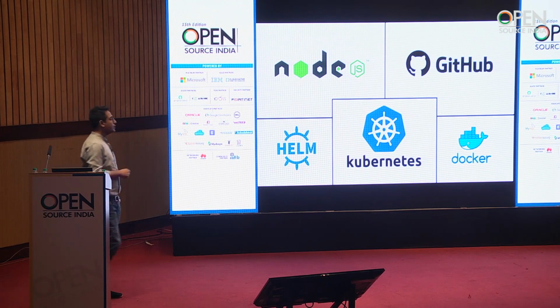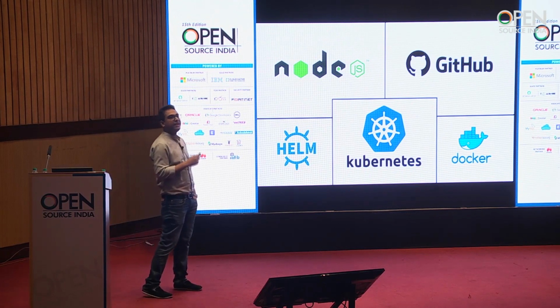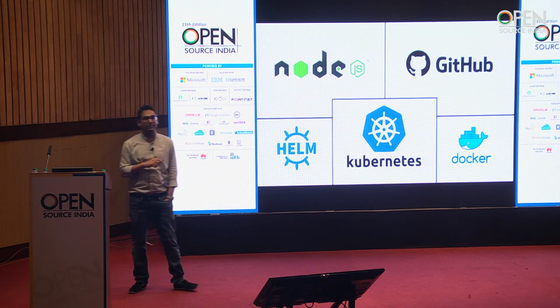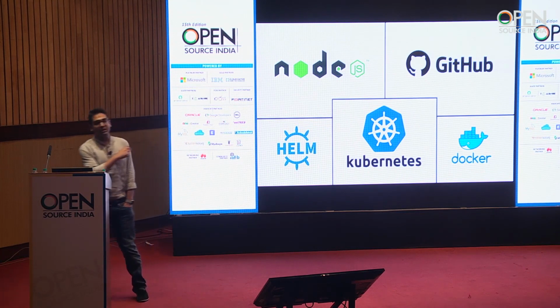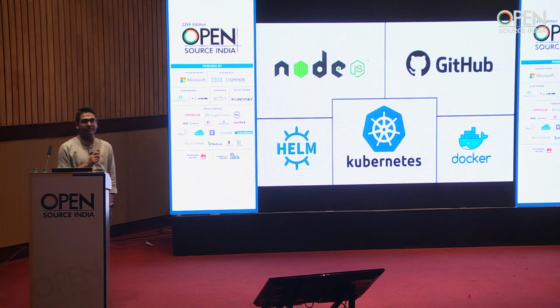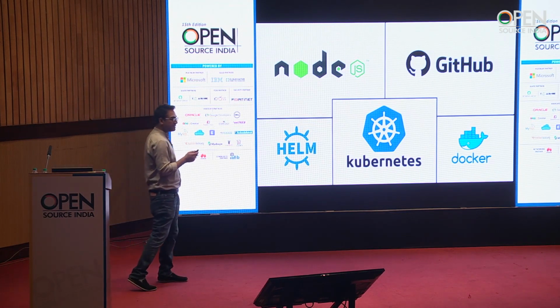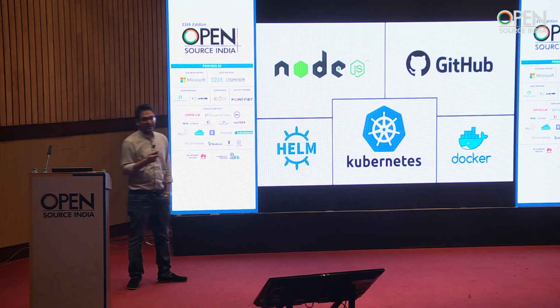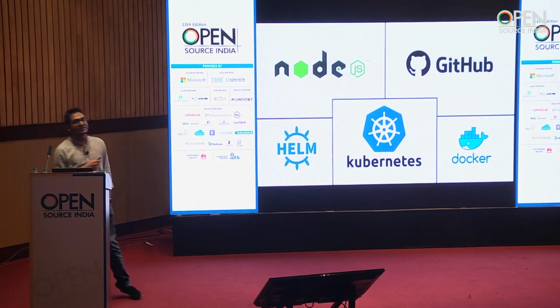Okay, perfect. So let me walk you through a demo where we would be setting up a CI/CD pipeline with these constructs. The code is there in GitHub, which is Node.js code, and we will be deploying it to a Kubernetes cluster using Docker, obviously the container image, and the Helm chart.